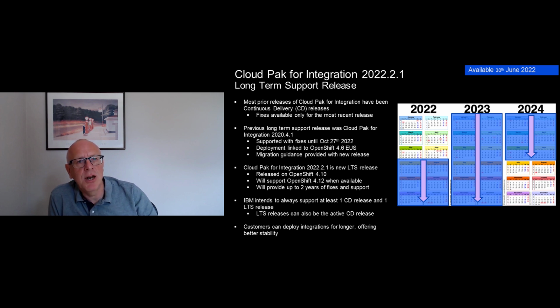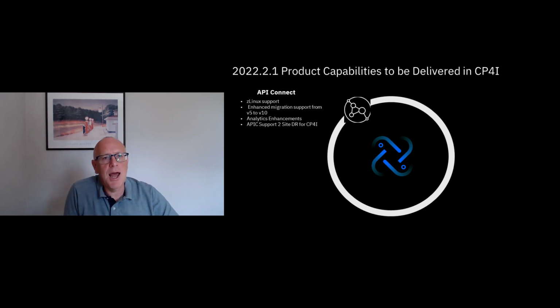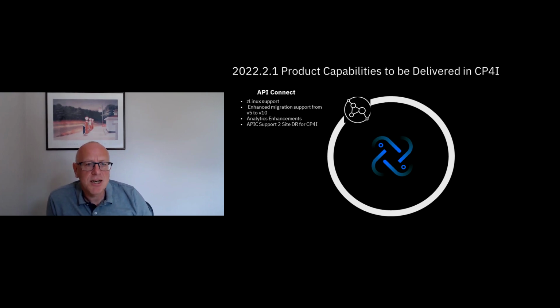So let's move to talk a little bit about the content that is coming in this release. And we'll start by looking at the individual product deliveries. So not looking at the Cloud Pak level, we're looking at the individual components and what new capabilities are delivered within CP4I. And we start by looking at API Connect. What we're delivering in this release of API Connect is adding support for zLinux. So zLinux is already supported by the rest of the Cloud Pak. We've extended that support to also enable you to use API Connect.